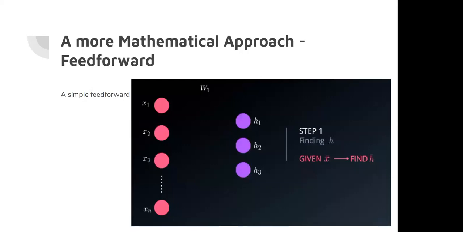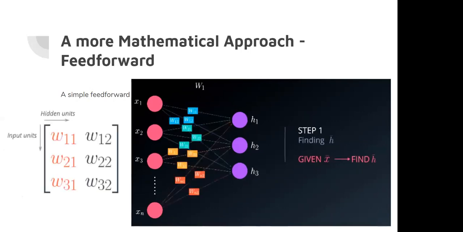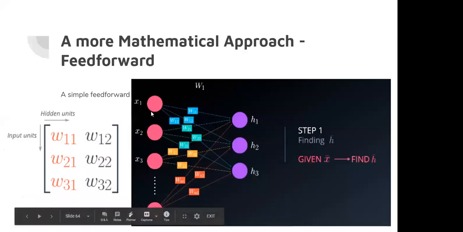Let's move very slowly. You have these input vectors. In the middle, you have weights, and in the output, just for ease of understanding, let's just call this the output at the moment: H1, H2, and H3. So given X bar, find H bar. First, this is how the weights are laid out, and this is a memory aid. This is your input units, W11, W12, W13, and this is your output, which is H1, H2, H3.